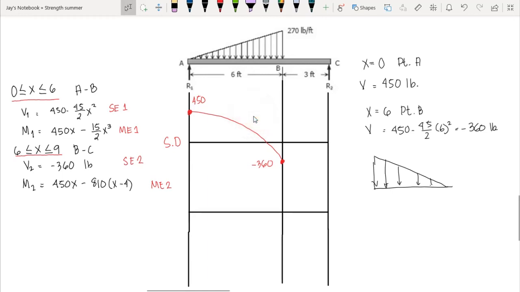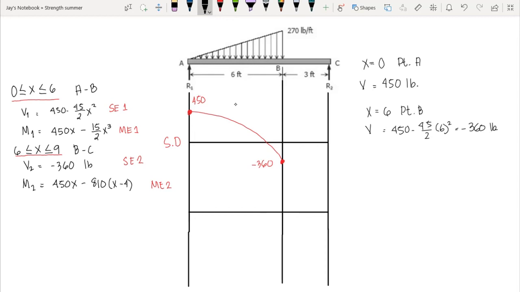Now if we have this kind of load, take note, it is negative since it is acting downward, and it is increasing in negative, so we have a frowning shear diagram. But if it is acting downward, therefore negative, and it is decreasing in negative, that means we have a smiling shear diagram. So we have a different rule of thumb for the load diagram in relation to our shear diagram.